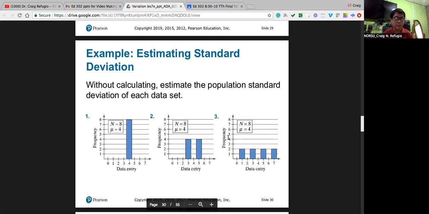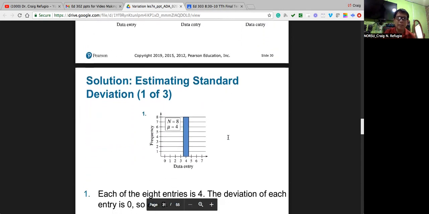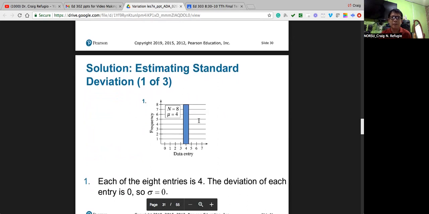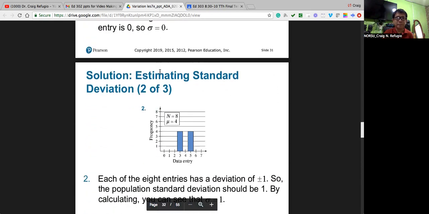So again, capital letter N is population and small letter n is referring to sample. So estimating standard deviation. In here we have capital N equal to 8, mu equal to 4. So each of the 8 entries is 4. The deviation of each entry is equal to 0, so sigma is equal to 0. Remember that the height is equal to 8, so the frequency is 8. That means there are 8 fours in the data set.